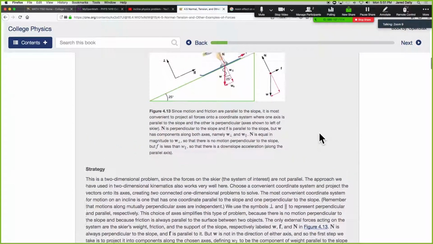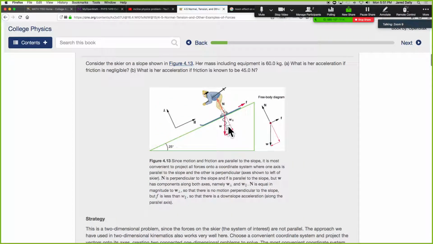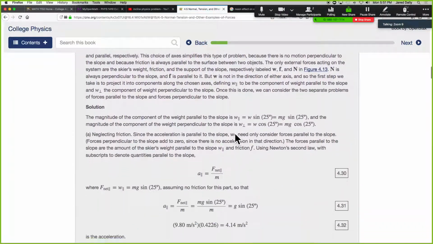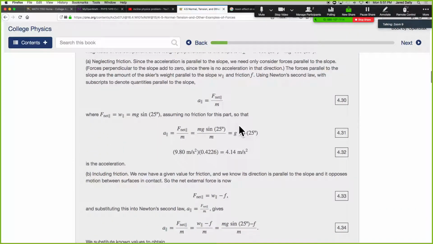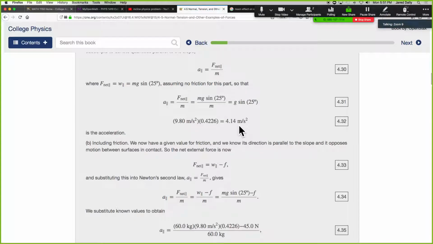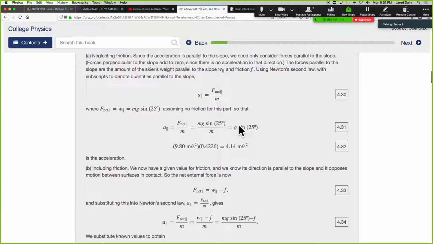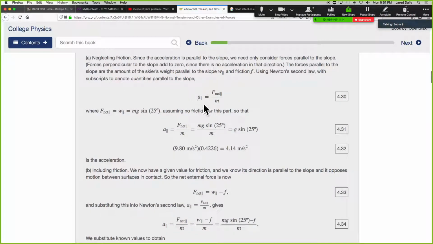Anyway, in this problem, they're using this angle here, which is 25 degrees, but notice that that angle there is opposite the parallel. So whenever you're using an angle that is opposite to the side, that's going to be the sine. So the parallel weight force is going to be associated with the sine. And so when they start putting things together, they have the acceleration in the parallel direction is equal to the force in the parallel direction over the mass.